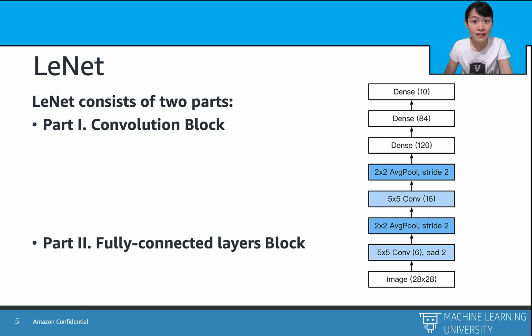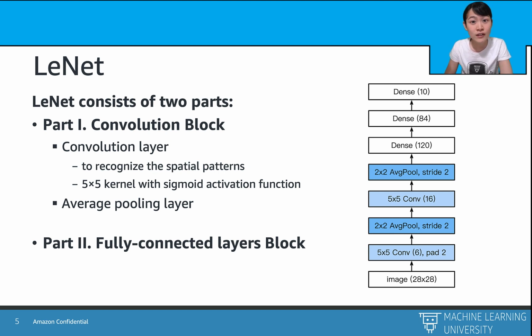We can think of LeNet as consisting of 2 parts. The first part is the convolutional blocks, and the second part is the fully connected layer blocks. The basic units in the convolutional block are 1 convolutional layer and 1 subsequent average pooling layer. The convolutional block is composed of a repeated stack of 2 basic units. Each convolutional layer uses a 5x5 kernel and processes each output with a sigmoid activation function.